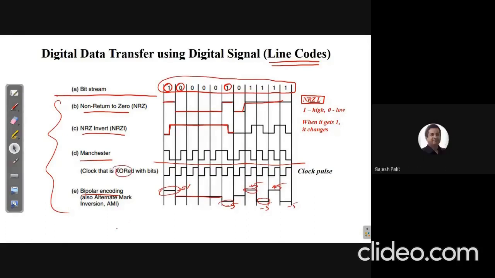Opposite. You see, if I XOR 0 with 1, it will be 1. And if I XOR 1 with 1, it will be 0. So that means the inversion. If you XOR with 1, you get the opposite signal. So if you XOR the data signal with the clock pulse, you get the opposite of the clock pulse for a 1. So that is the Manchester encoding.